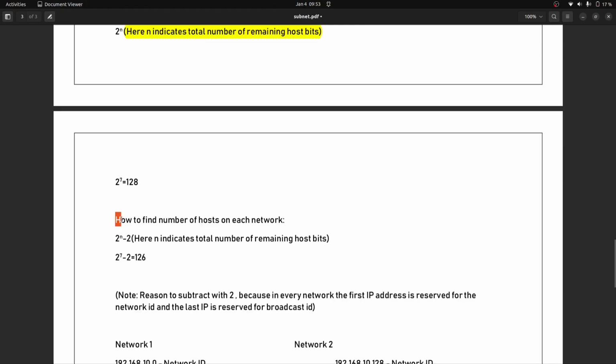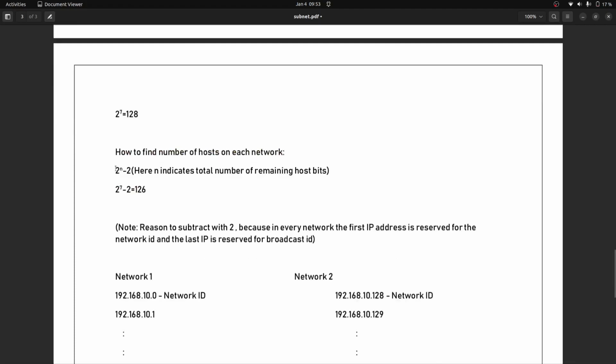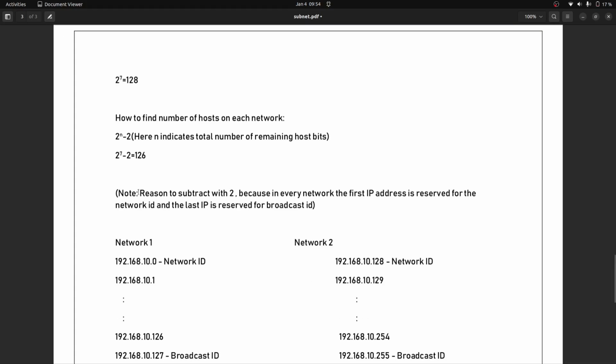Let's see how to find the number of hosts on each network. The formula for that is 2 to the power of n minus 2. Here n indicates the total number of remaining host bits. The remaining host bits are 7. So 2 to the power of 7 minus 2 is equal to 126. Here we subtract 2 because in every network the first IP address is reserved for the network ID and the last IP address is reserved for the broadcast ID.